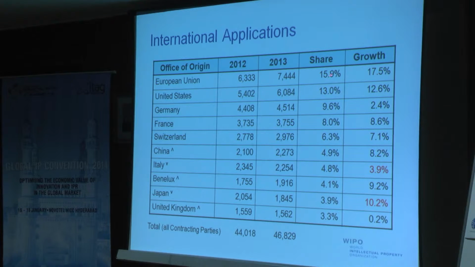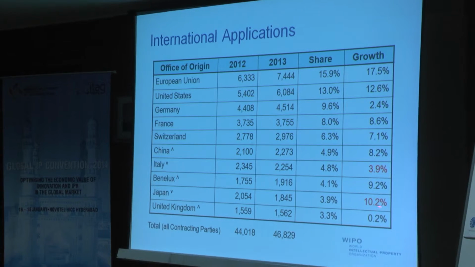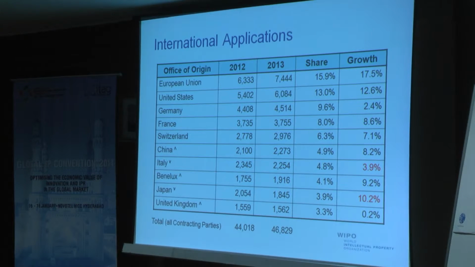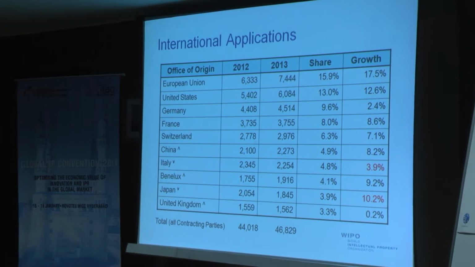The European Union was 15.9%, with growth over the previous year. A few little changes here. China and Italy changed position. Benelux and Japan switched. The UK came up, but these are relatively small numbers, so it's not terribly significant. Overall, we're seeing growth, with a few decreases here and there. It's probably due to some local condition that's unique to that country.